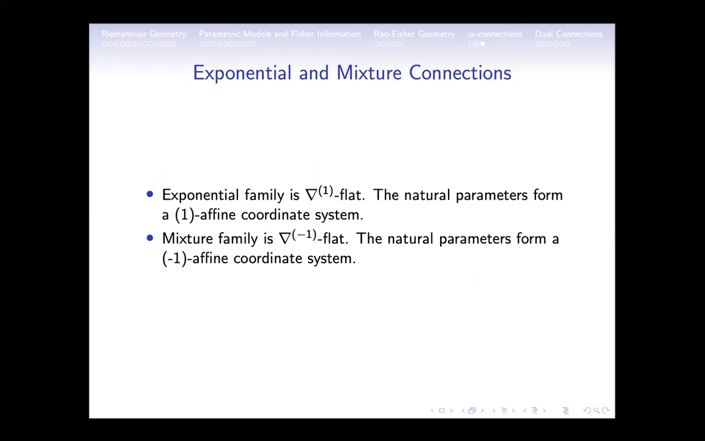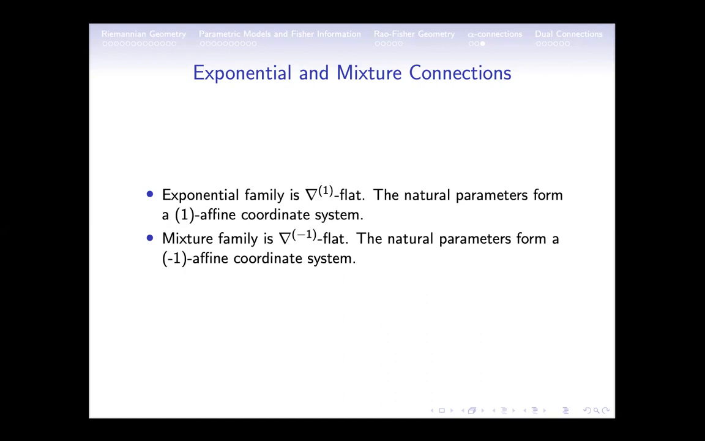And the natural parameters of the exponential families form a one affine coordinate system. If we remember, to be nabla 1 flat, we need to have a nabla 1 affine coordinate system. This is called one affine coordinate system. And for mixture family, the natural parameters form a minus 1 affine coordinate system. And we sometimes call this nabla 1 connection the exponential connection, because the exponential family is flat with respect to the nabla 1 connection. So we sometimes just say the exponential family is flat with respect to the exponential connection.